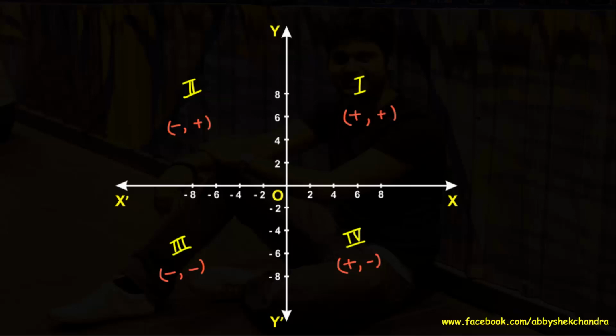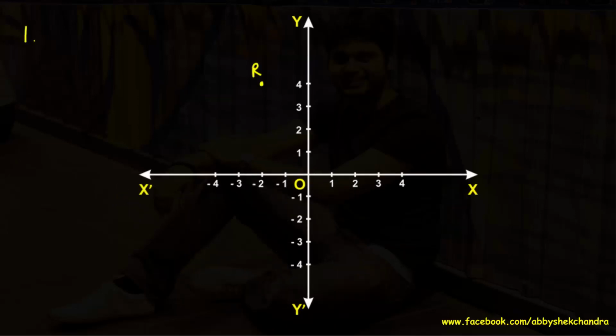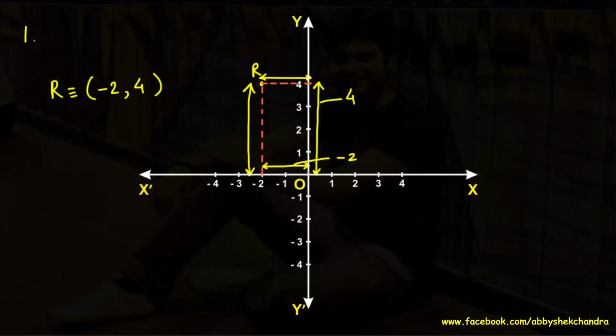Now let us solve some examples to make things clearer. Example 1. Find the coordinates of the point R in the given figure. To find the coordinates of R, we need to drop a perpendicular each from R to the coordinate axis and calculate the signed distances from the axis. So x coordinate of R will be this distance, which is equal to this distance, which is equal to -2. And y coordinate of R will be this distance, which is equal to this distance, which is equal to 4. So the coordinates of R are -2, 4.